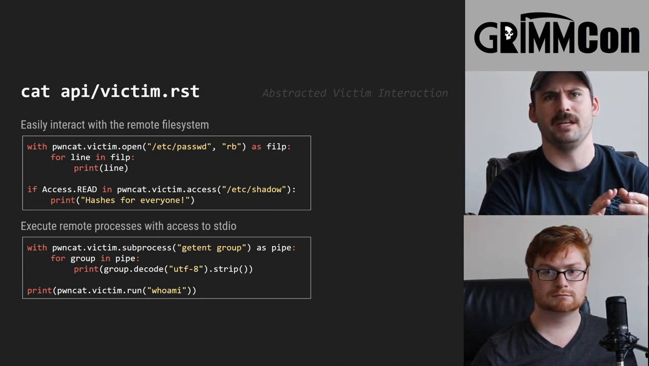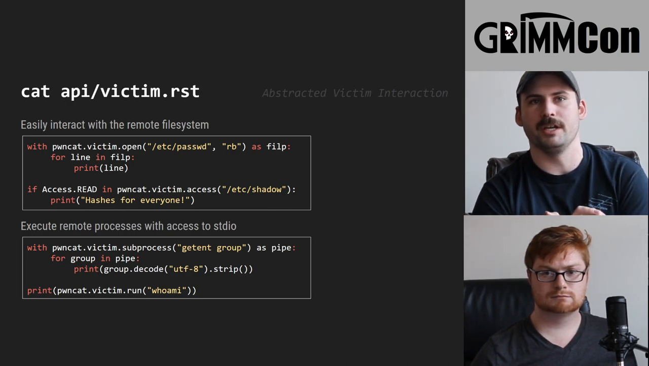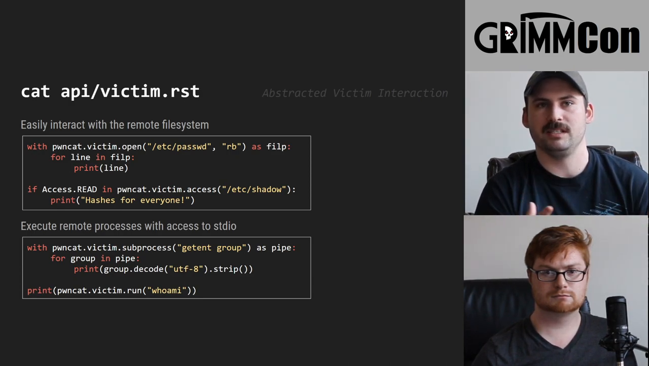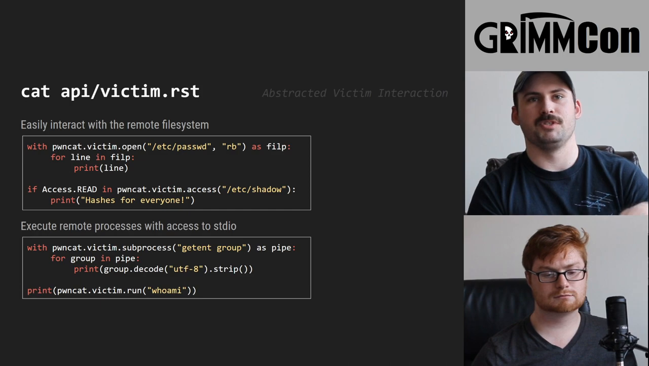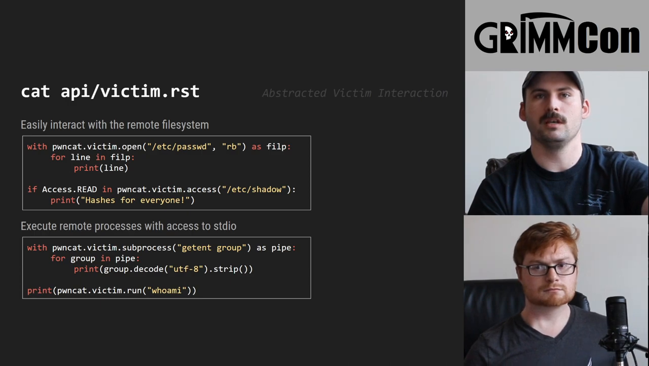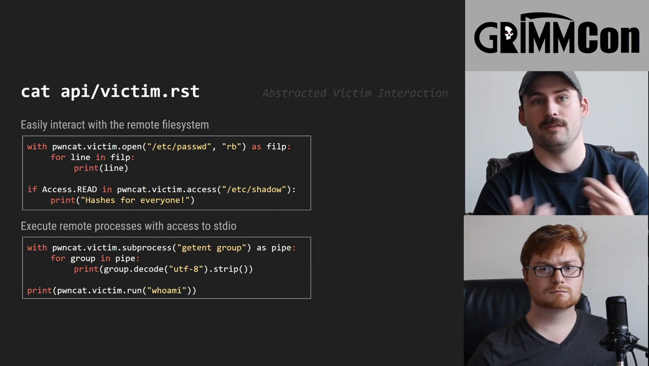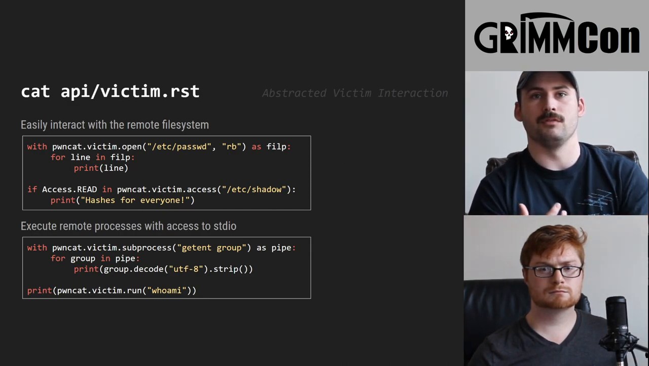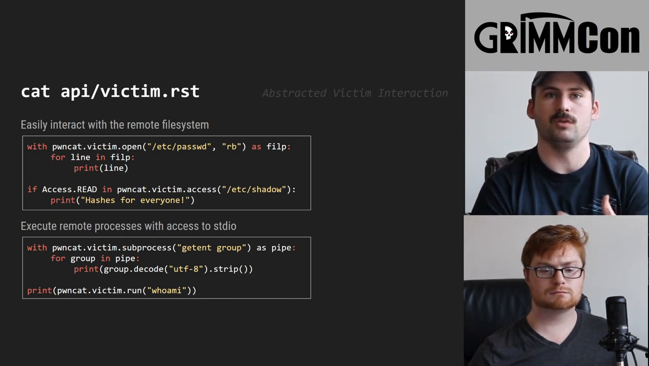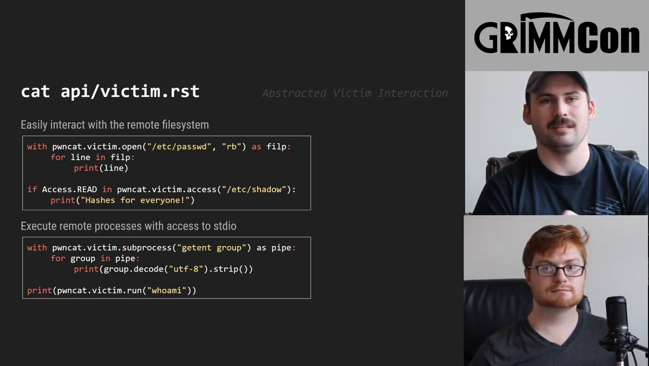So as you're implementing these, whether it be a persistence module, a regular command, a privesc module, an enumeration module, whatever it is, you can just interact with it almost like it's your localhost. It's simple. Aside from just interacting with the file system, you can interact with processes. You can say, I want to run this process on the remote host, and I want a pipe that gives me simultaneous read and write access to the standard IO of the remote process. That's what subprocess will do. It will give you an actual file-like object that you can read and write from. In this case, we're reading a list of groups from the NS switch getent command.